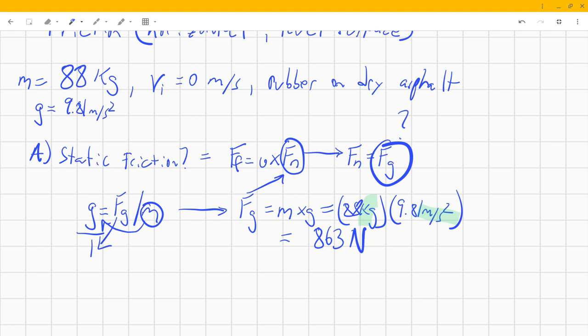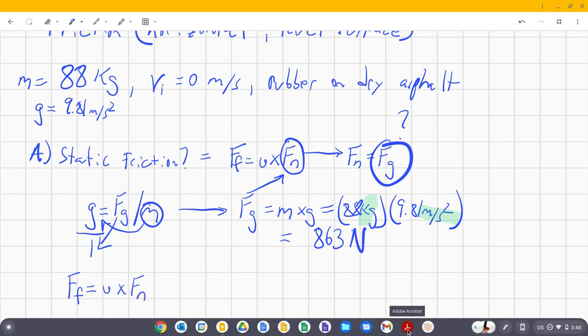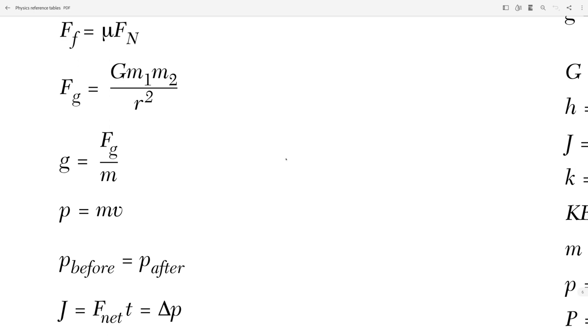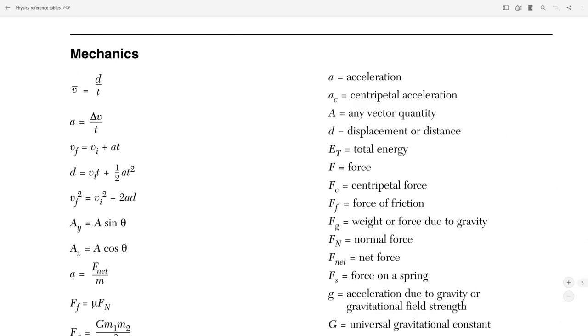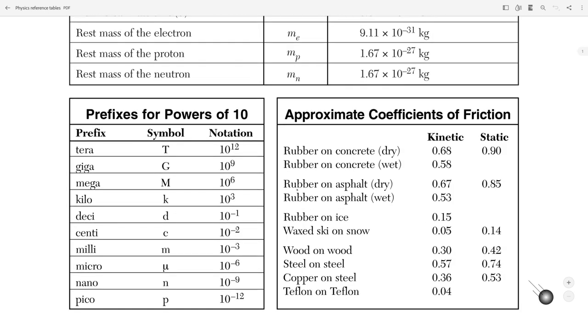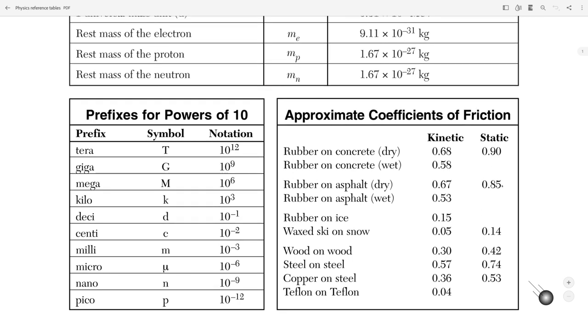So let's go back to that equation. So what is it? We have the frictional force, in this case static friction, is going to be the coefficient of friction times the normal force. All right, so now we have to go back to that table. What is the coefficient of static friction, because this thing cannot move yet? What is the coefficient of static friction for rubber on dry asphalt? Back to the top. All right, here we are. Rubber on dry asphalt, static, 0.85. There we go.